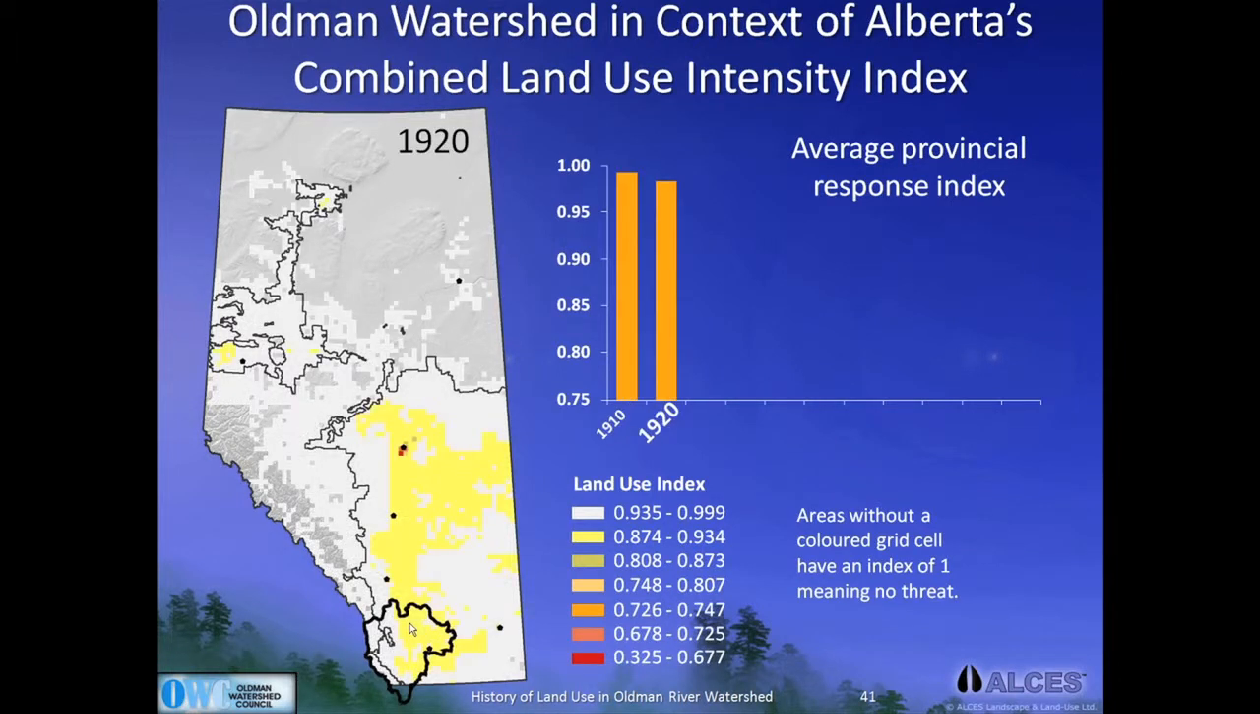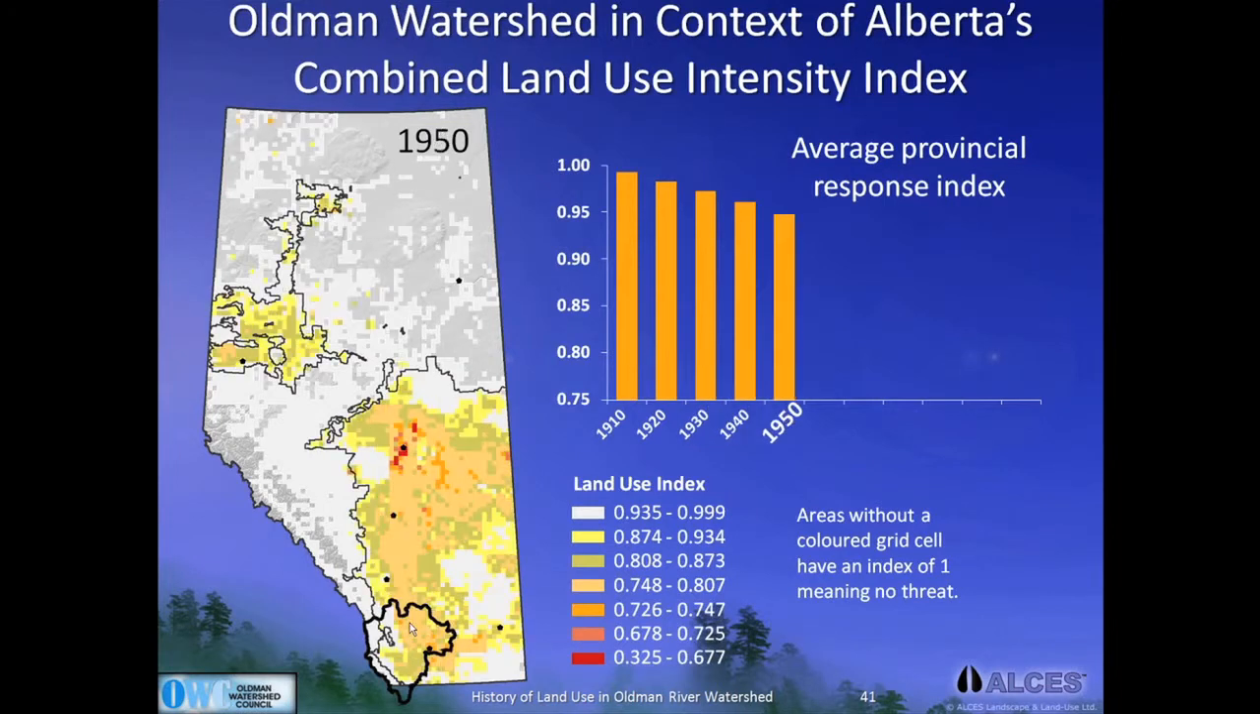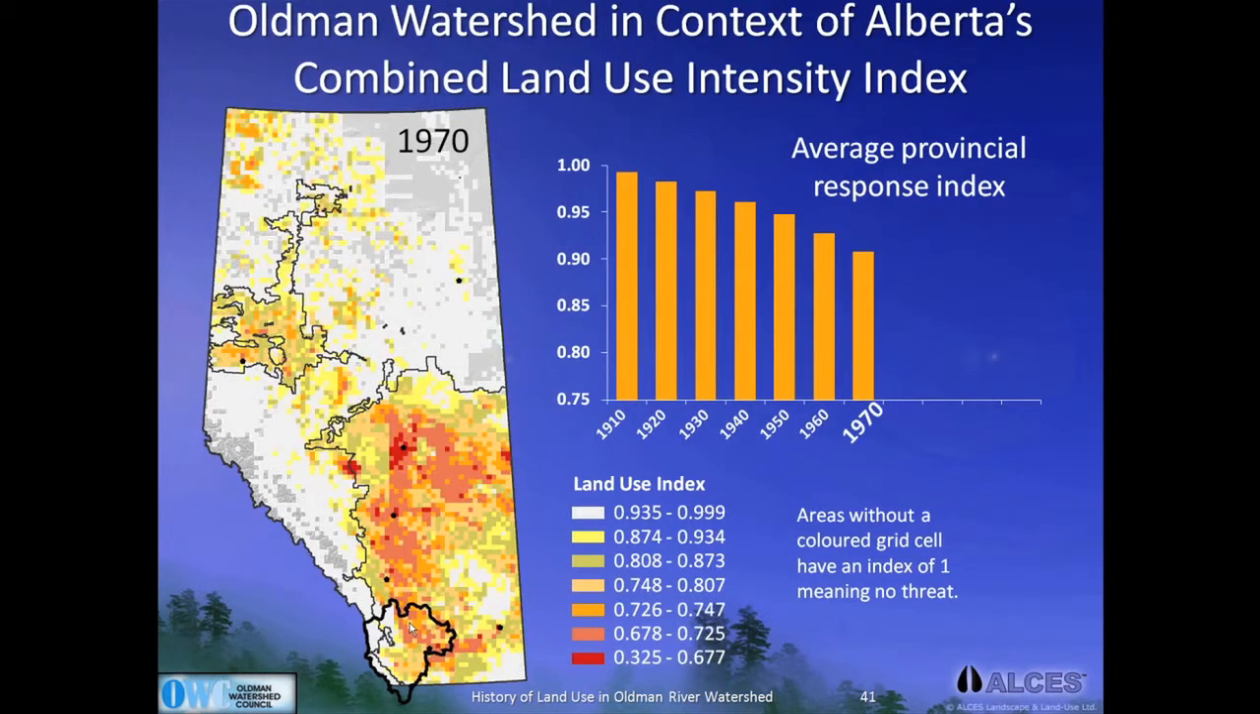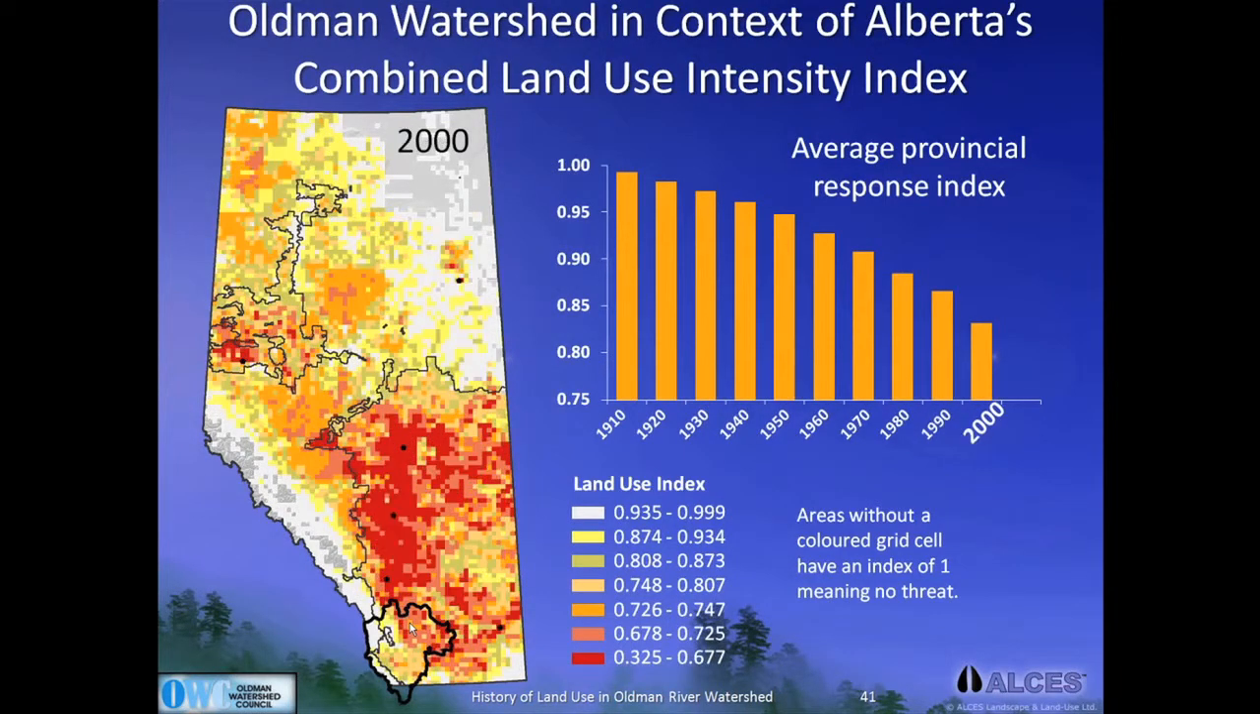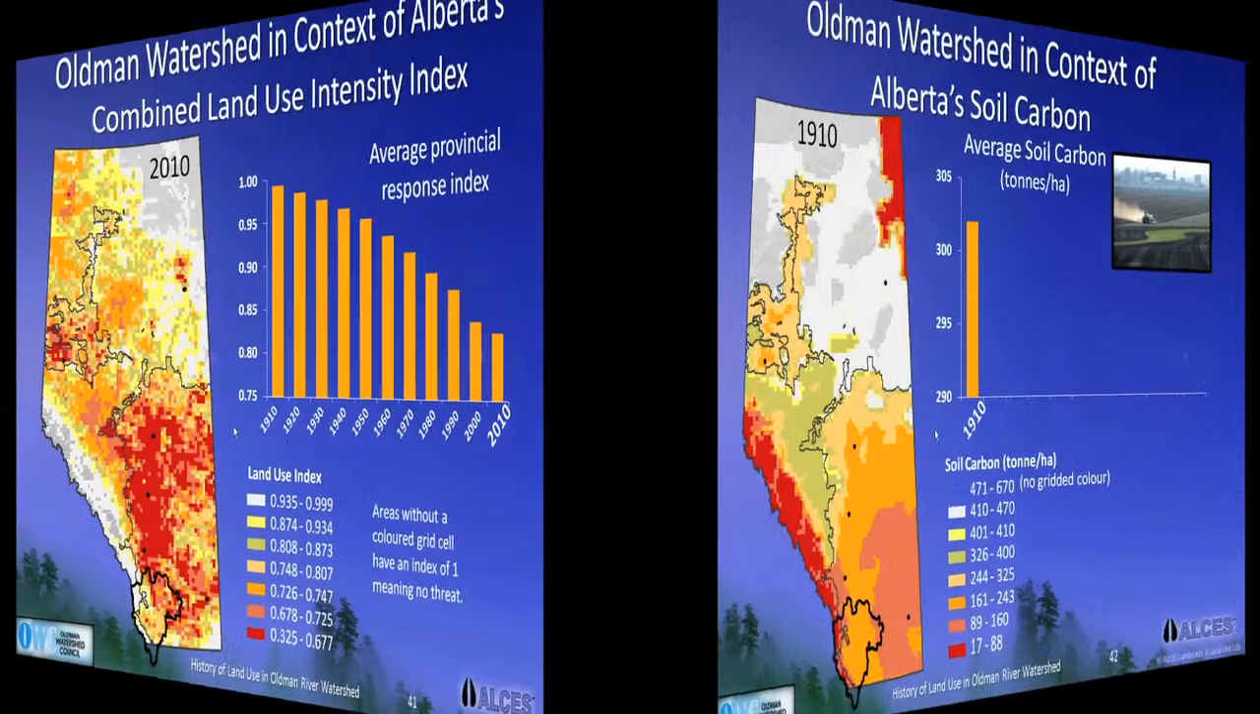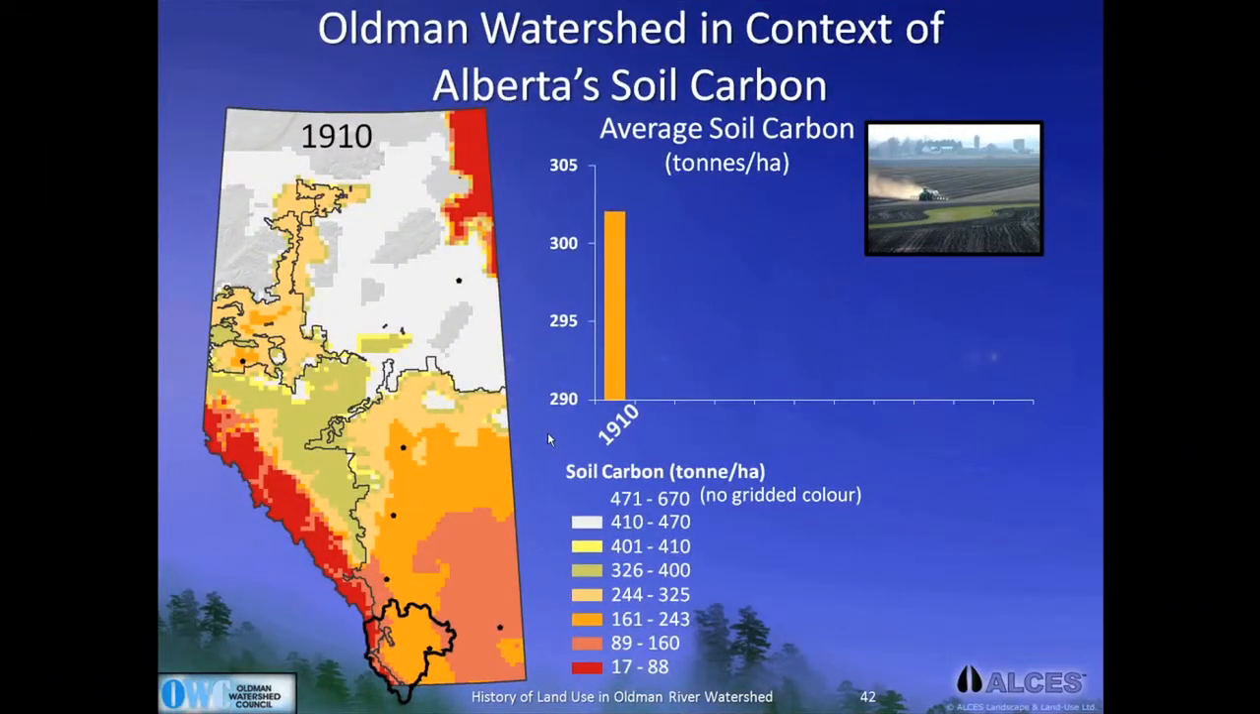And here we can see, in terms of the response of ecological goods and services to those, the reduction through time, and where overall land use intensity is considered to have had the greatest level of potential adverse effect on a broad suite of ecological goods and services, which could be water quality, water quantity, carbon in soils, and even biodiversity.